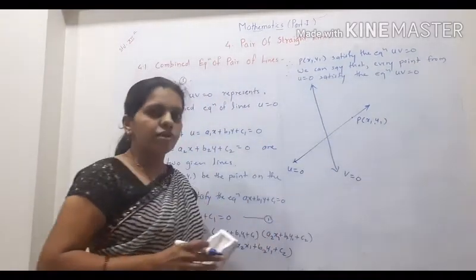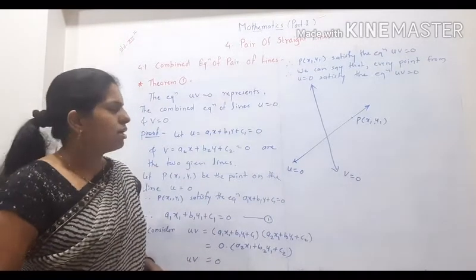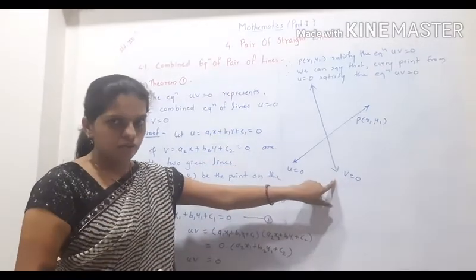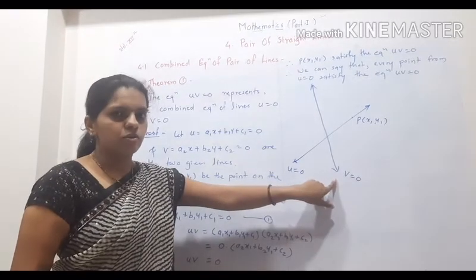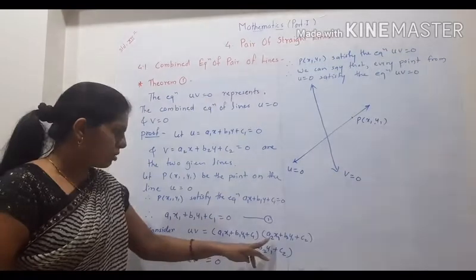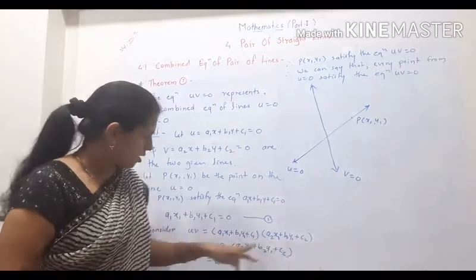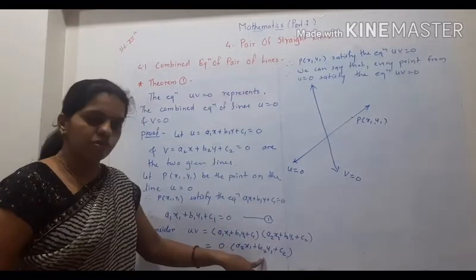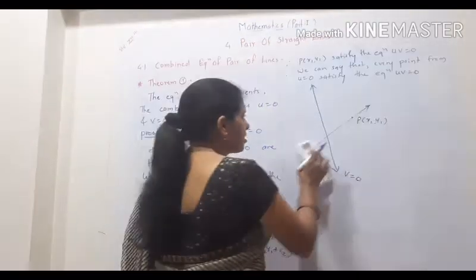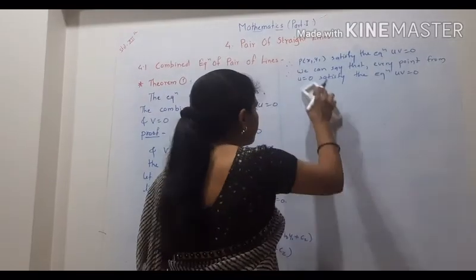In the same way, we have to prove that every point on the line v is equal to 0 also satisfies uv is equal to 0. And in the same way we can do this. Instead of this term being 0, the other term will become 0, and so uv is equal to 0. So we state this similarly.